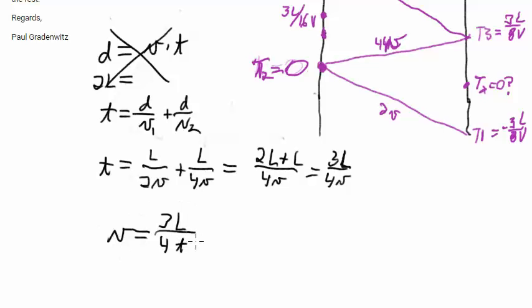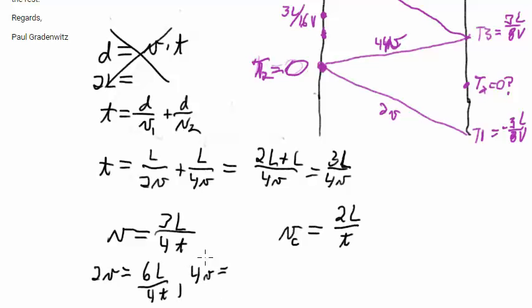Now, what would that mean to this guy? How would he calculate that velocity? He would think the velocity was 2L over T, right? He would think that the speed of light was equal to 2L over T. Based on his assumption of one-way speed of light, he would say the velocity was 2L over T, when actually, in this direction, 2V equals 6L over 4T, and 4V is equal to 12L over 4T.